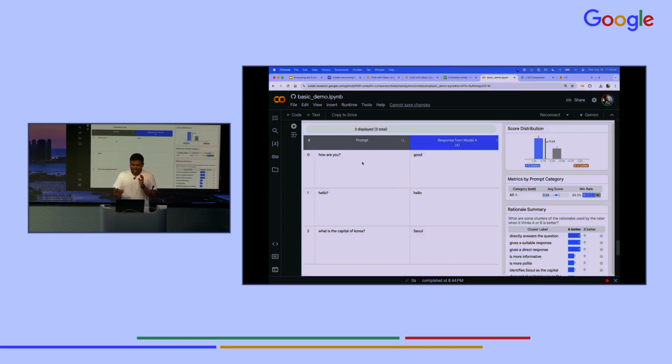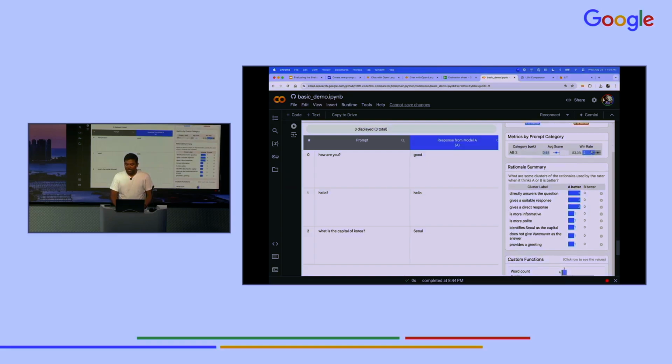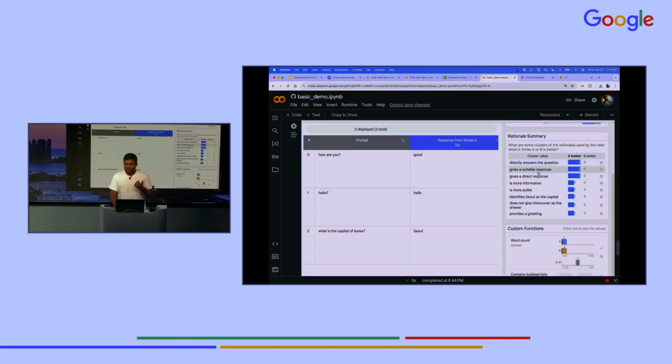First of all, as soon as you start here, you can look at this score distribution. It tells you exactly how well model A is doing versus model B. Very quickly, you can see model A is doing better. This is only 2 examples, but you can see that model A is doing better than B. How often is it winning? You can see the win rate here. And then why is it winning? There are the answers here. A is better because it directly answers the question. It gives a suitable response. Since the data set is only 3 questions based on things like hi, hello, you don't see better clusters here. But let's go to a proper example.